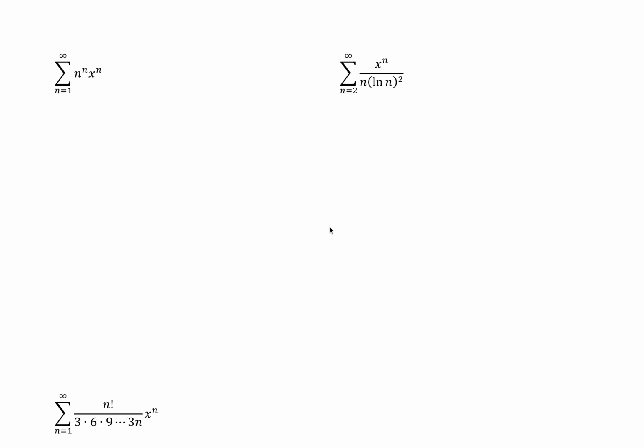So here we're going to look at a few more examples. In this video, I'm going to look at the two series that are on the left, and then in the next video, I'll do the series that's on the right-hand side of the page. But once again, we're going to find the radius and the interval of convergence.